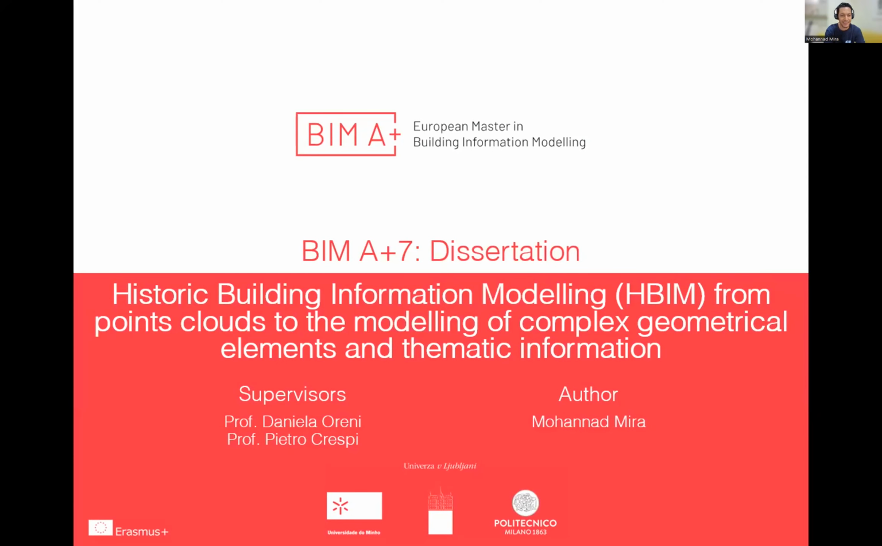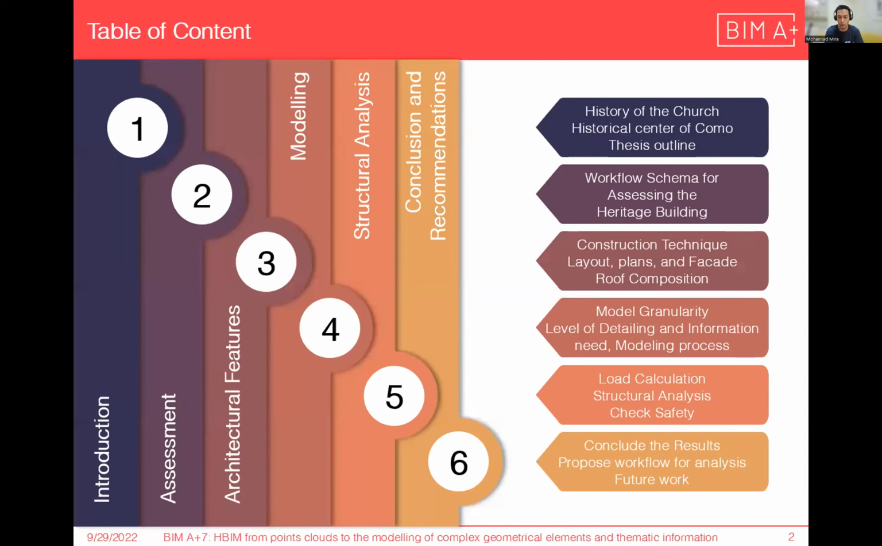Hello, everyone. My name is Mohannad Mira, and my thesis dissertation was about historic building information modeling, from point cloud to the modeling of complex geometrical elements and thematic information. The study shows the work done so far for renovating the roof of a church called San Giacomo Church in Como, Italy. It's part of the renovation process for the church after three renovations through its history. And this is the final one.